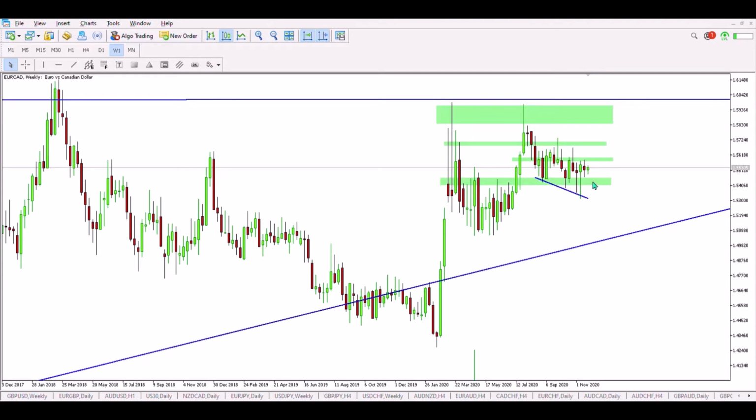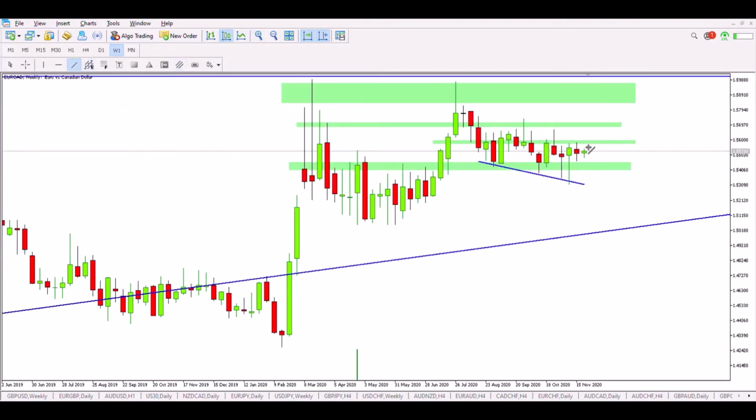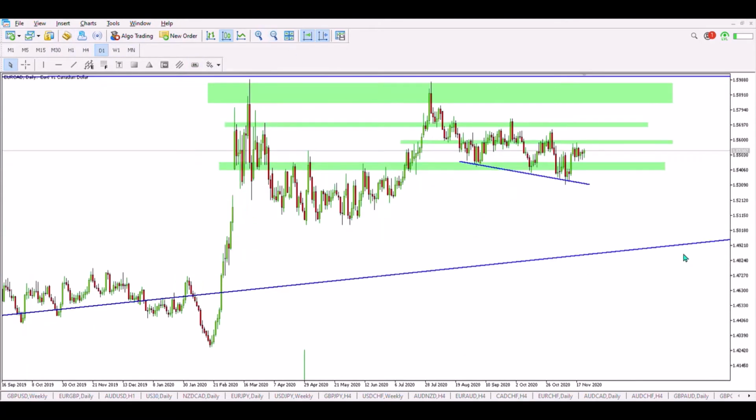And also guys, you see these wicks on the weekly chart, those are pin bars, that's a continuation sign. So I personally would look bullish on this market. But of course everything is possible. We can see another push to the downside to test these lows over here. And that's for the Euro CAD pair.